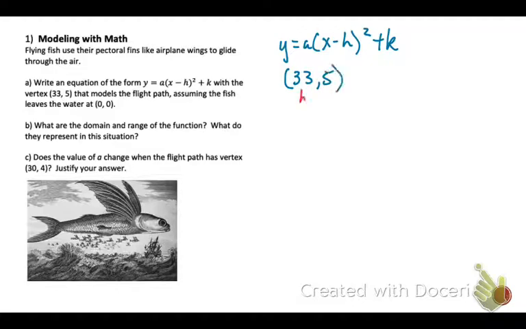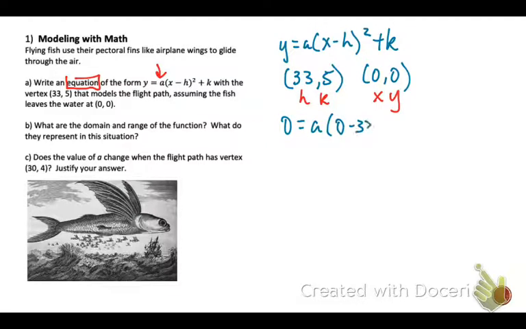And let's write down what we know. So at 33 feet out, that fish is 5 feet high, and it starts at the point 0,0. So to write an equation, the only thing that we don't know is the a value. So let's plug in what we know to find a. So we're plugging in 0 and 0 for x and y, and 33 and 5 for h and k. Now let's solve for a.